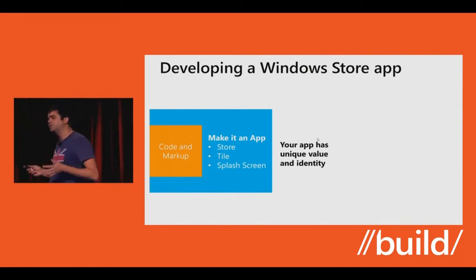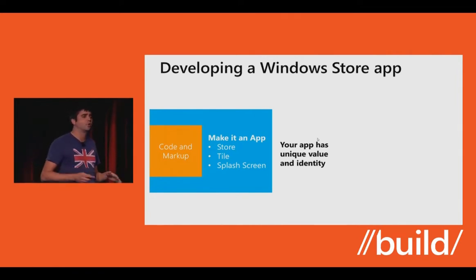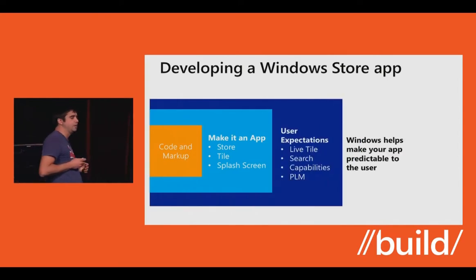You have full control over things like your tile. They can be full bleed images. You have complete control over what you want the personality of your app to be. At that point, you might think that you're done. You have an app, it has your personality, and the user can use it. But you're really not. User expectations have gone up for Windows 8.